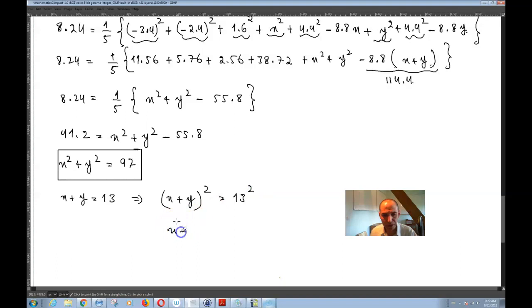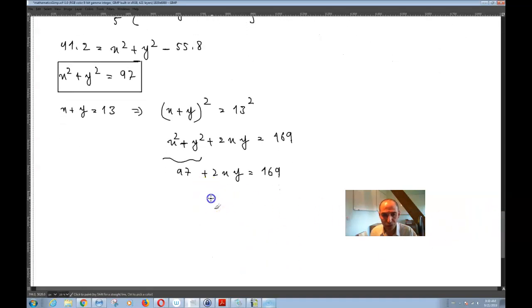So that means that x squared plus y squared plus 2 times xy is equal to 169. Now x squared plus y squared is equal to 97 from this equation. That is 97 plus 2 times xy is equal to 169, which means that 2xy is equal to 169 minus 97.